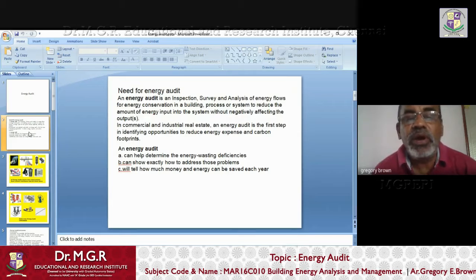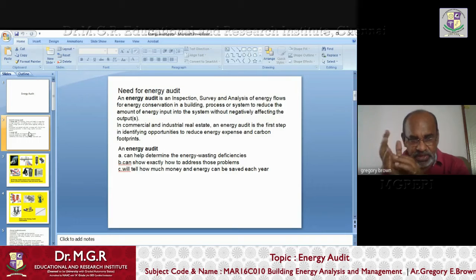So what all does an energy audit achieve? We have 3 points here. One is it can help determine the energy wasting deficiencies. So you can find out through this where really energy is being wasted. B is it can show exactly how to address those problems. So once you have identified where the energy is being wasted, now how to overcome that, how to take care of that issue, the energy audit can show.